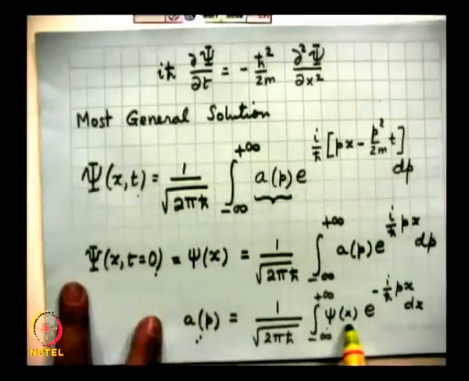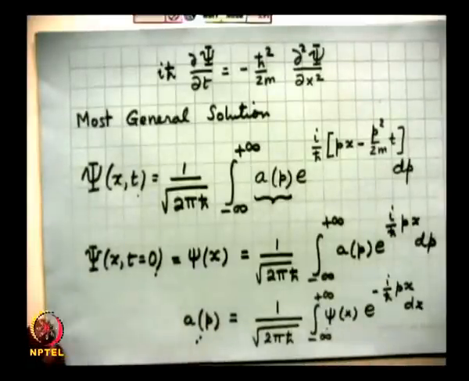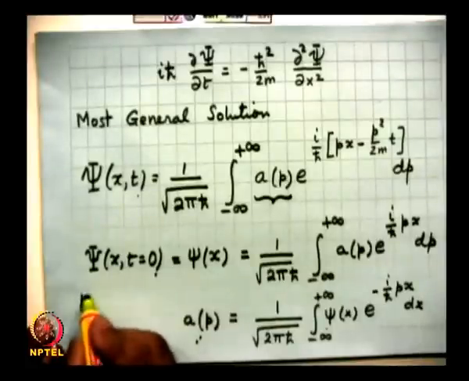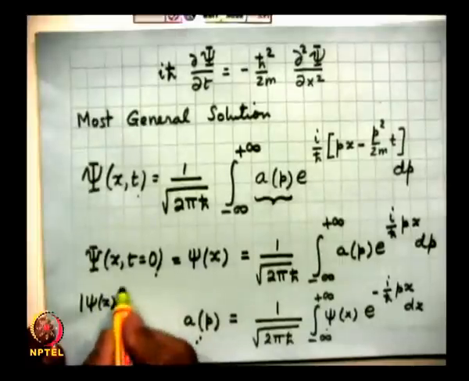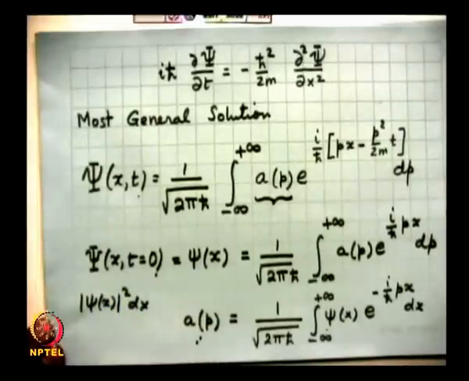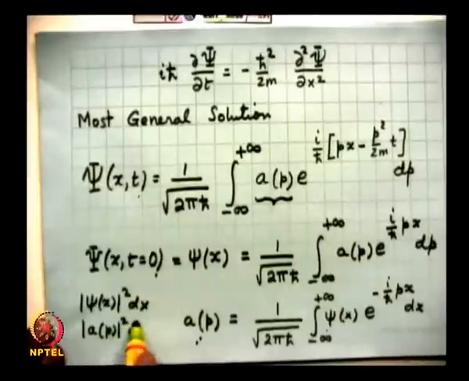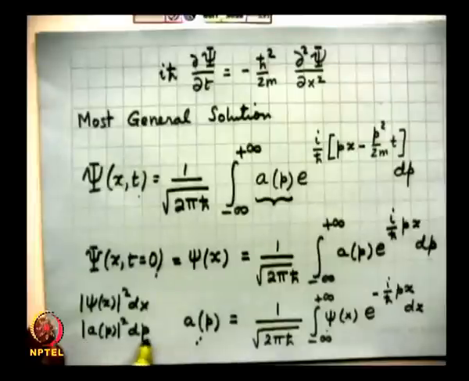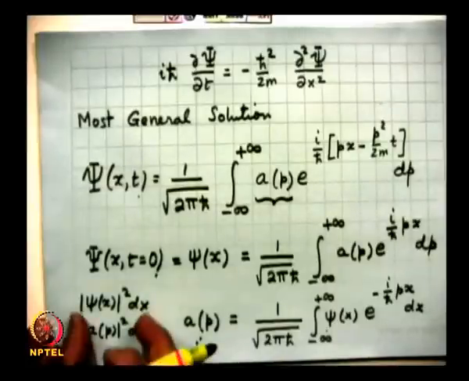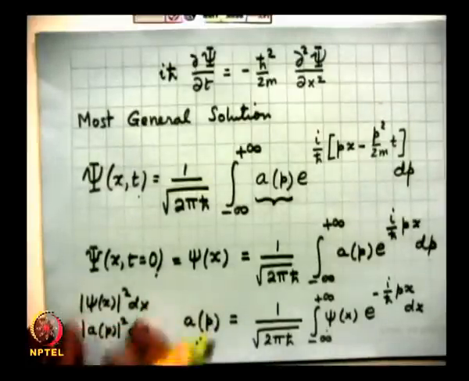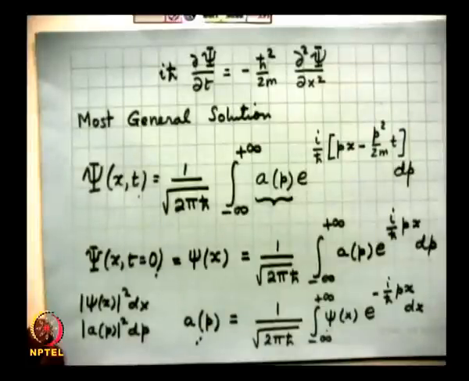If psi of x, I will interpret mod psi x square as the probability of finding the particle between x and x plus dx, and then we will interpret mod of A of p square dp as the probability of finding the particle's momentum between p and p plus dp. So, if the wave function is localized within a distance of the order of delta x, then its momentum will be localized within a distance of the order of h cross by sigma.